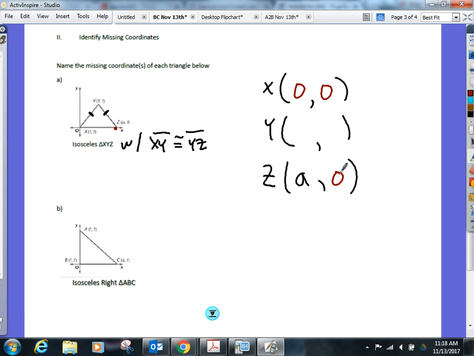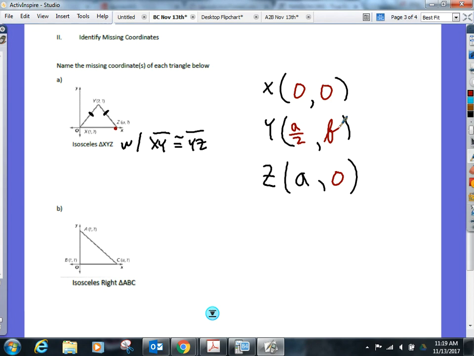It's isosceles, so the x coordinate's got to be halfway in between. Which is 0.5a, 1/2a, a over 2, whatever's floating your boat, guys. I don't care how you write it. And then the y coordinate, anything other than a negative. We all good?